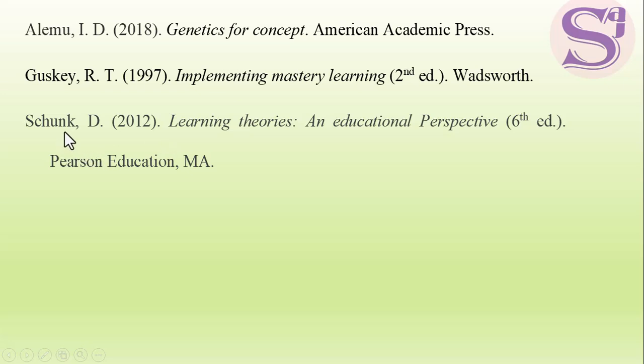Then you can see the third example here: Shunk, comma, D., the initials, then the year, then Learning theories. This is the title of the book in italics, and educational perspective. So this is the complete title of the book. Then 6th edition, then the publisher.